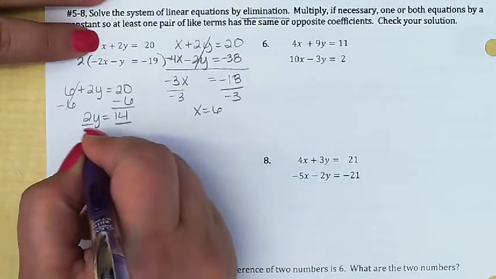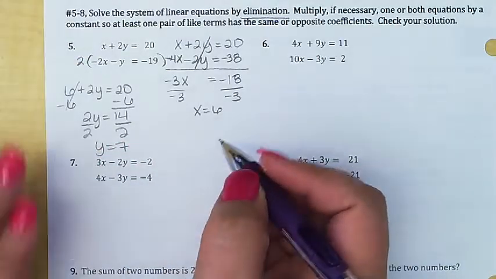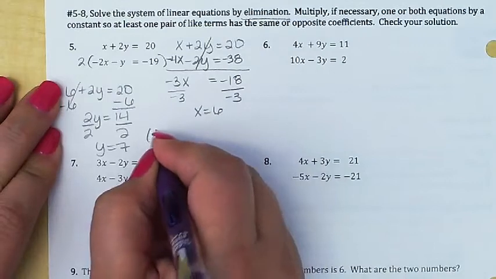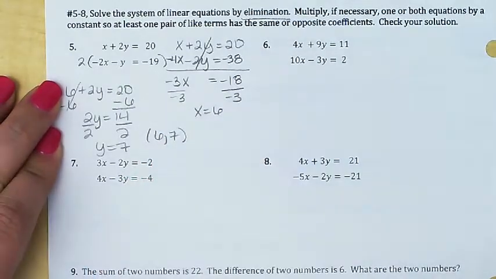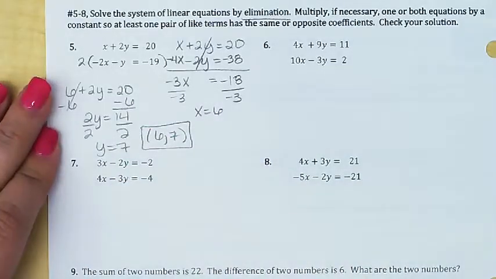And then divide both sides by 2. Turns out that y is 7. So the solution for this is 6, 7. That's the solution to your system.